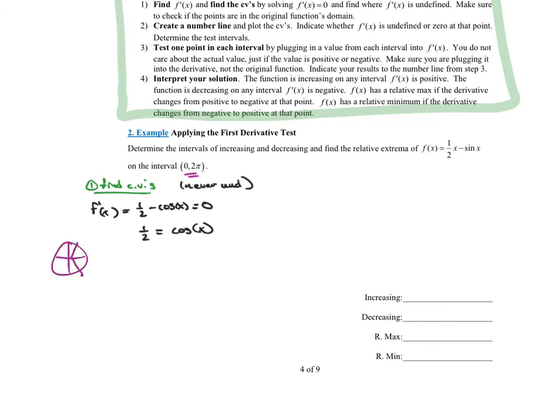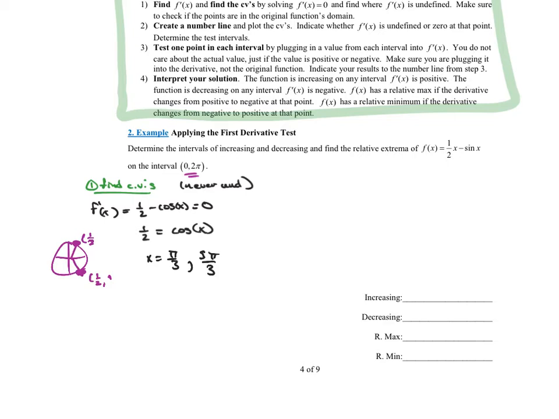So here's what I'm looking at. I'm looking at this point right here and this point right here. That's when my x values are going to be 1/2, okay? And so what are those angles? Those angles are, well, it would be x equals pi over 3 for the first one. And then the next one would be 5 pi over 3. So there are my critical numbers right there.